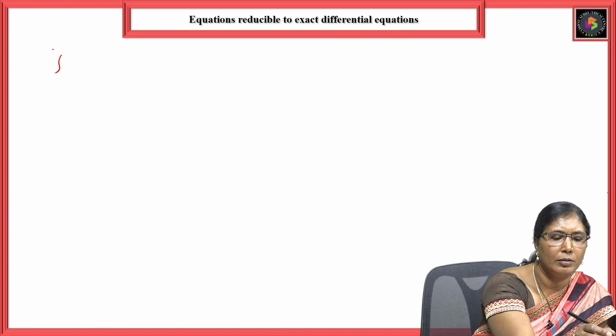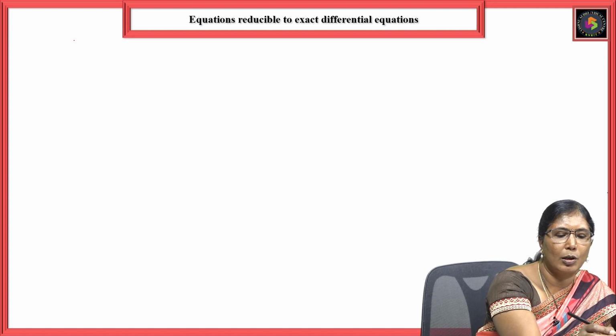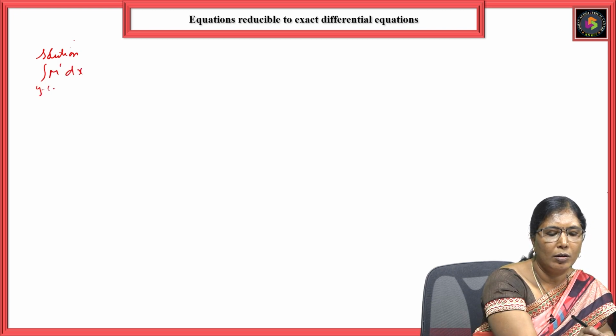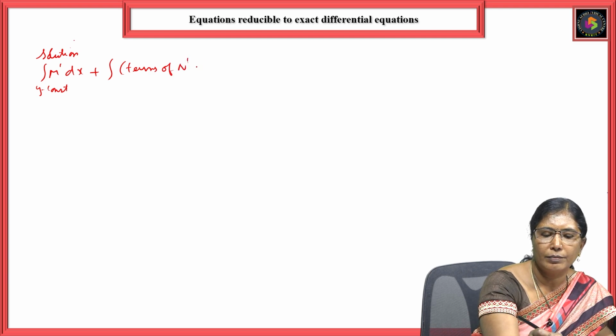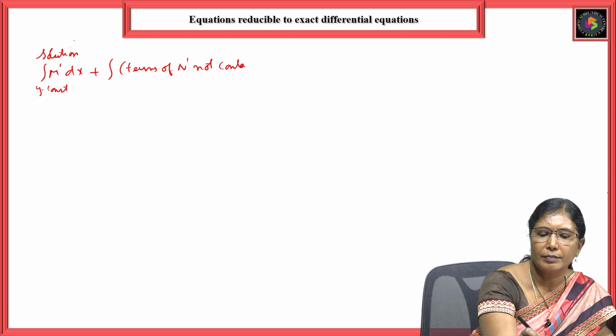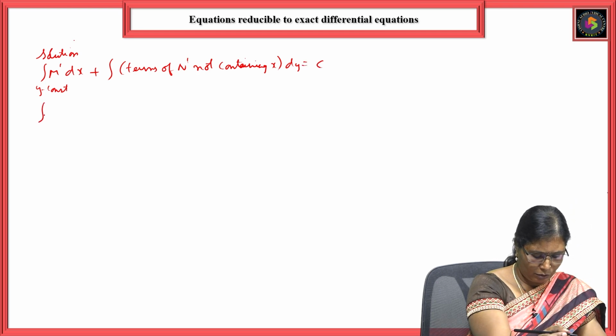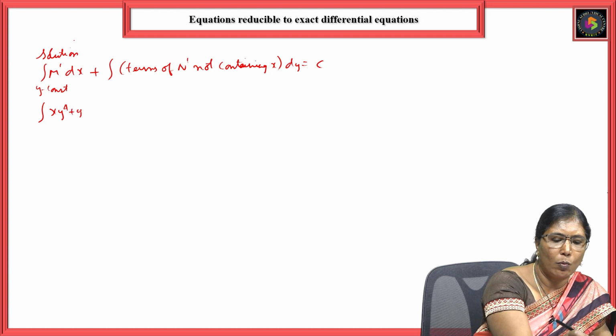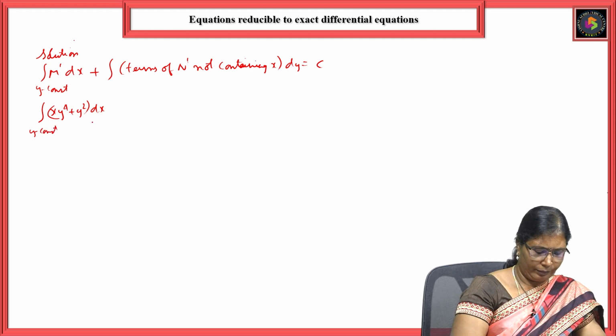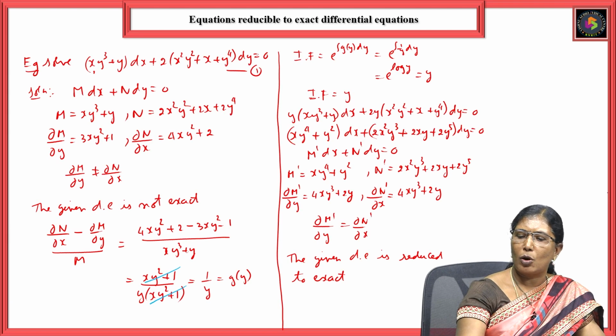So when it is reduced to exact, what is the solution? The solution is integrating m dash dx, keeping y constant, plus the terms of n dash not containing x, dy is equal to c. So what is m dash? You know that. What is m dash? It is xy to the power of 4 plus y square into dx, keeping y constant. And what are the terms of n dash not containing x?